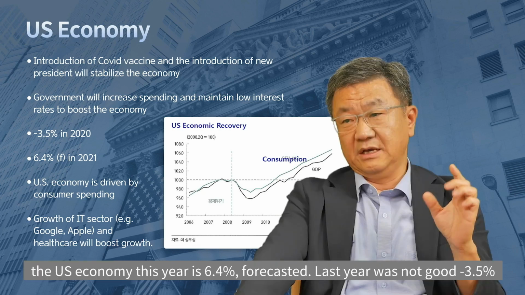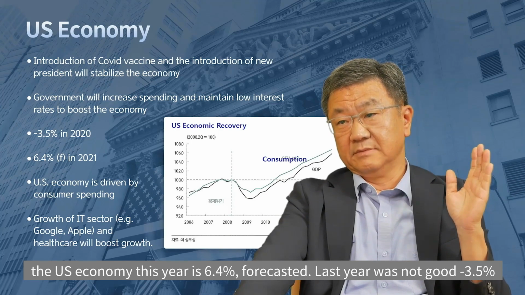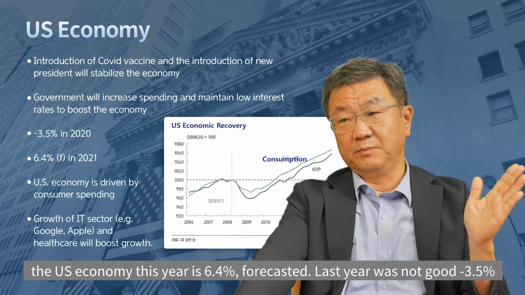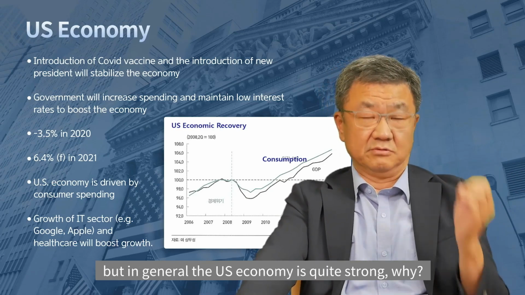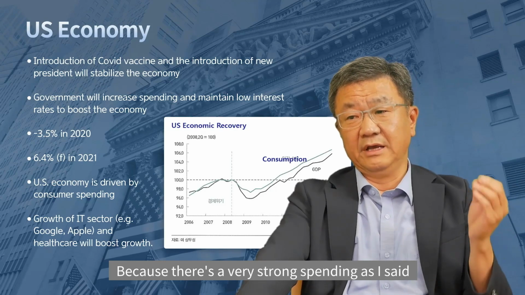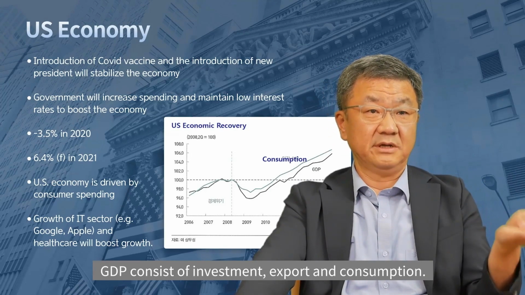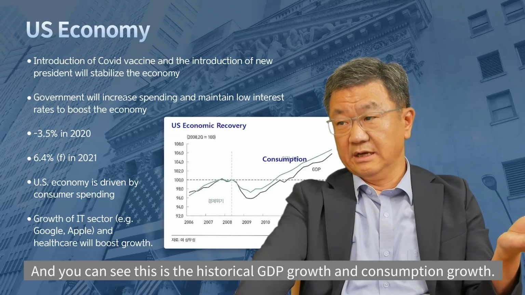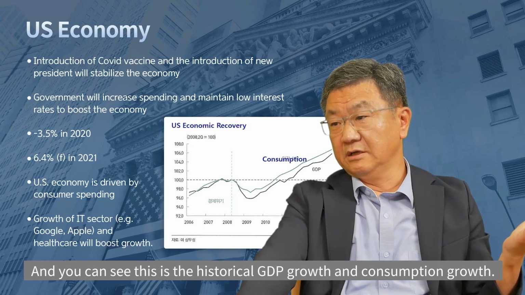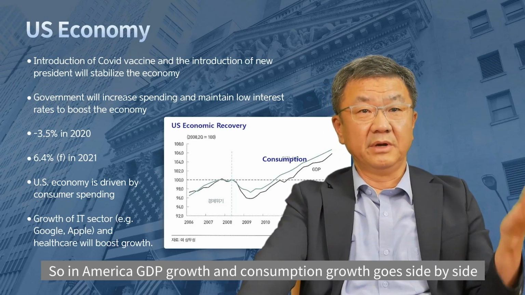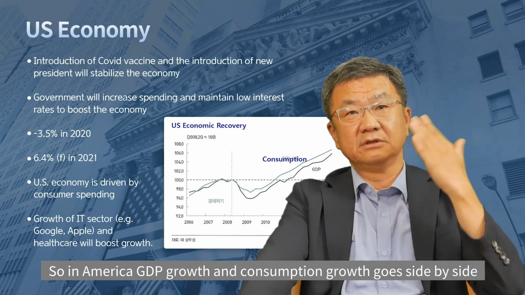So the U.S. economy this year is forecasted at 6.4%. Last year was not good, minus 3.5. But in general, the U.S. economy is quite strong. Why? Because they have very strong spending. As I said, GDP consists of investment, export, and consumption, right? And you can see this is the historical GDP growth and consumption growth. So in America, GDP growth and consumption growth go side by side.